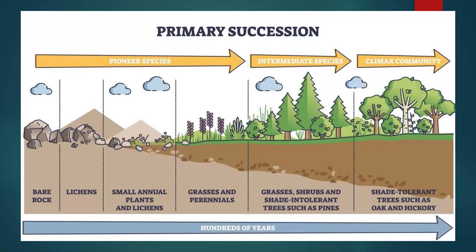There are two concepts, primary succession and secondary succession. See, in an open land with rocks, there is a development. Gradually, the bare rock becomes green, then it becomes small plants, then it becomes grasses, then it becomes shrubs, then it becomes trees. So it takes hundreds of years. This is what we call primary succession. It needs a lot of time.